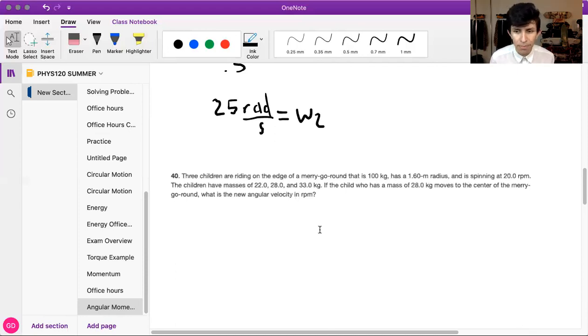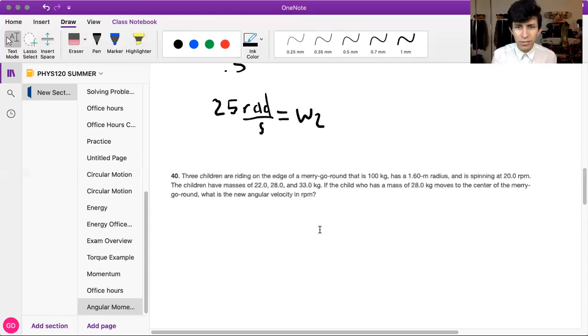Let's finish the problem. So then the problem says the children have mass. There are 3 children on that merry-go-round, and they each have specific masses of 22, 28, and 33 kilograms. If the child who has mass 28 kilograms moves to the center of the merry-go-round, what is the new angular velocity and RPMs? So here's one thing to understand.